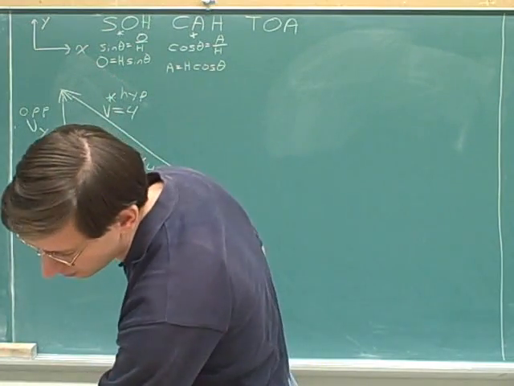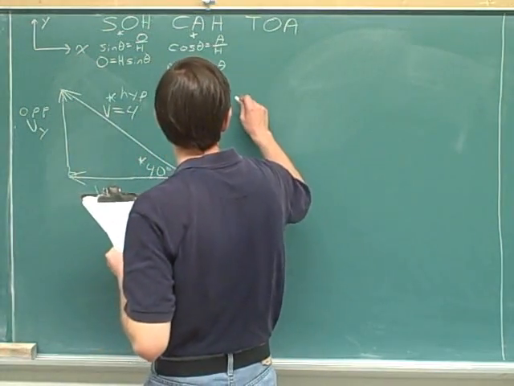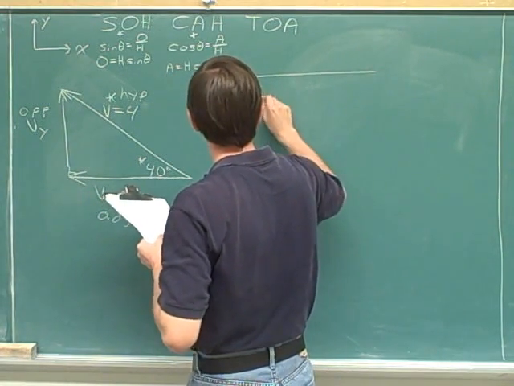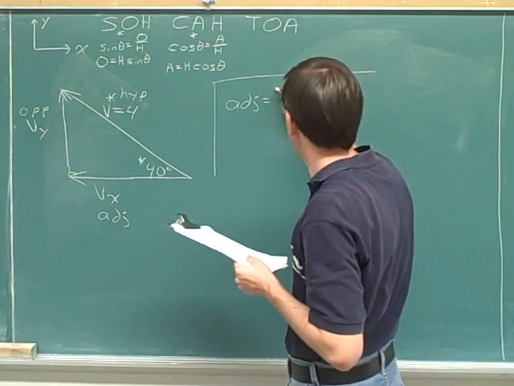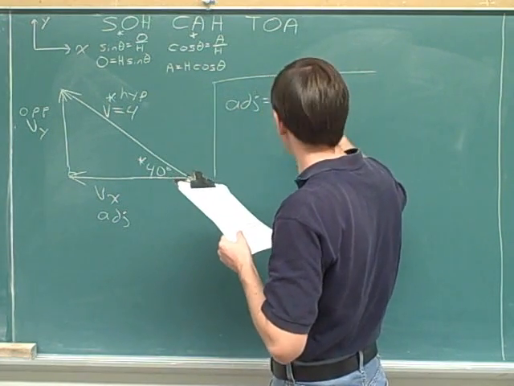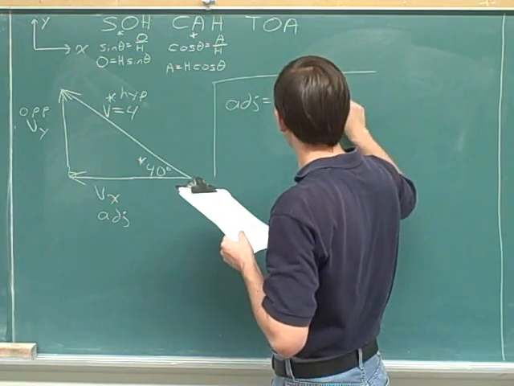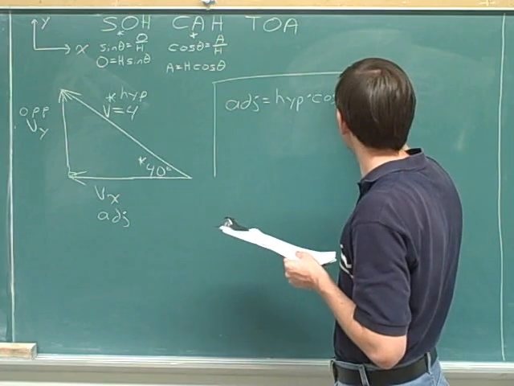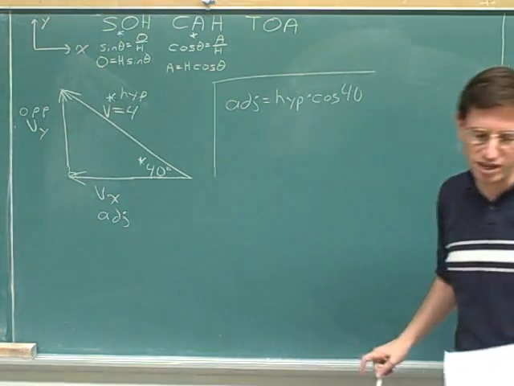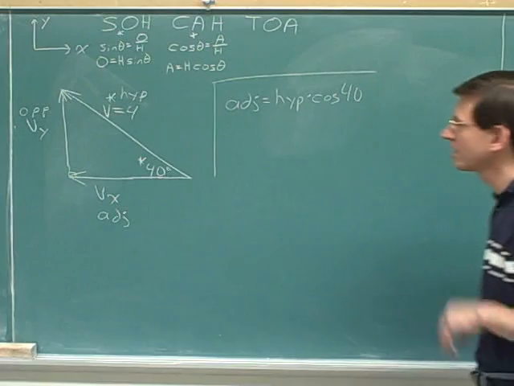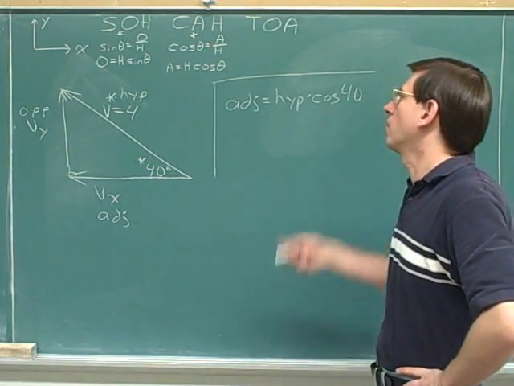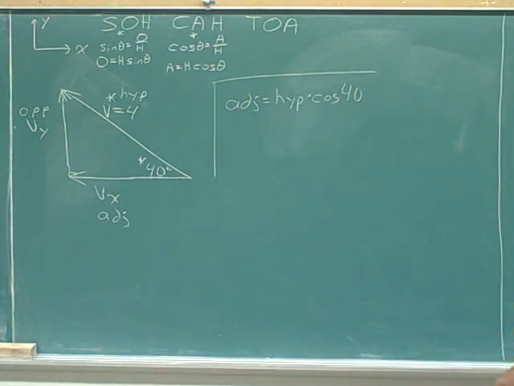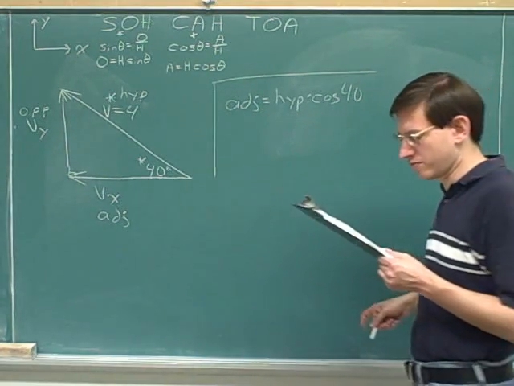So we can say that the length of the adjacent side is going to be the length of the hypotenuse times the cosine of our angle, which is 40 degrees. Or we can say theta if you wanted to, or cosine of 40. So we can either start with this equation, or we can start with the definition of cosine and then rearrange it until we get this, whichever you like. But most people eventually start getting into the habit of using this form.